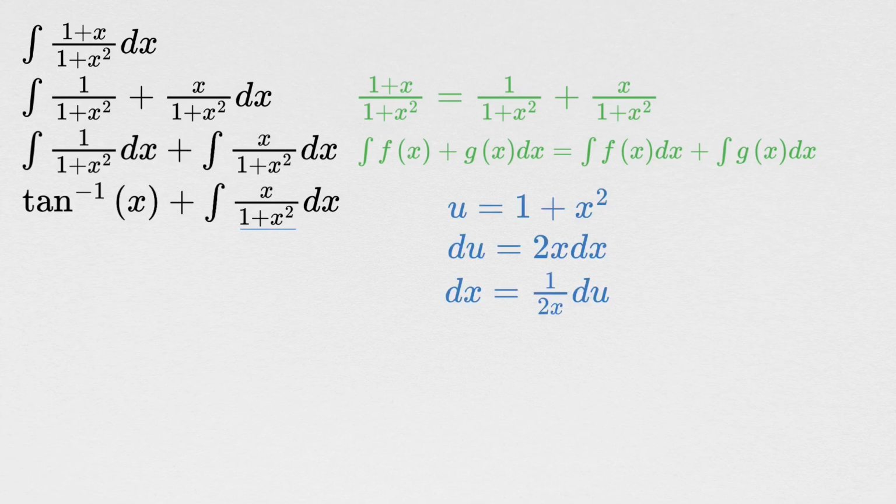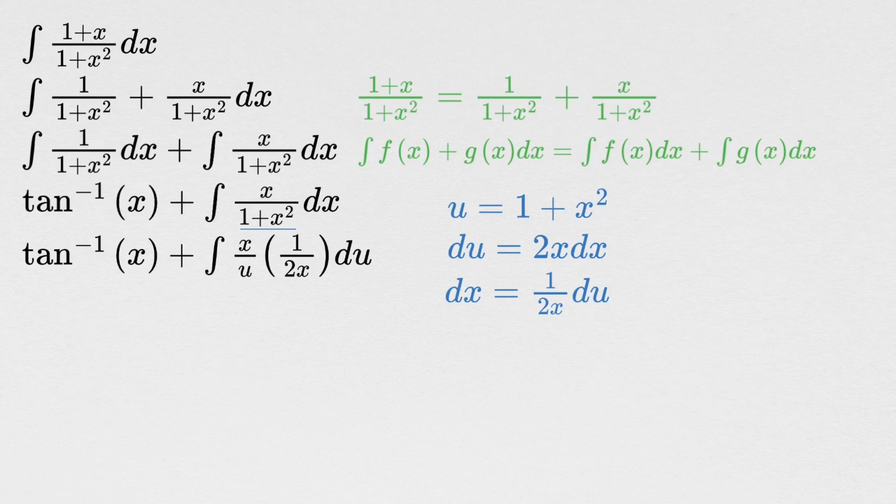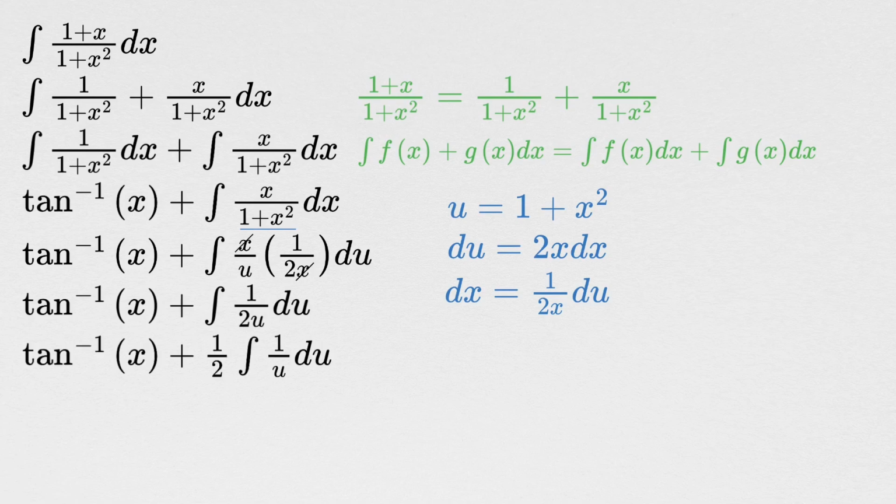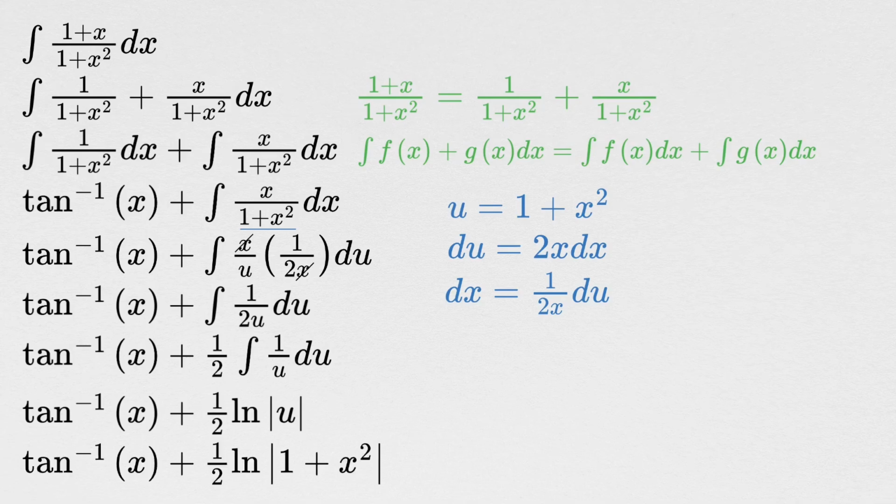The integral on the right can be evaluated using the same value for u that we picked earlier. Substituting this back into the integral gives us the integral of x divided by u times 1 divided by 2x du. The x's cancel, leaving us with the integral of 1 divided by 2u du. Moving the constant out front gives us 1/2 times the integral of 1 divided by u du, which we know to be 1/2 ln absolute value of u. Replacing u, we have 1/2 ln absolute value of 1 plus x squared.